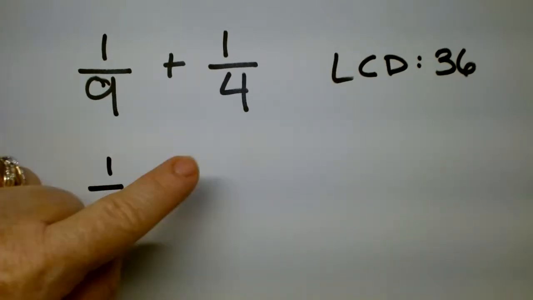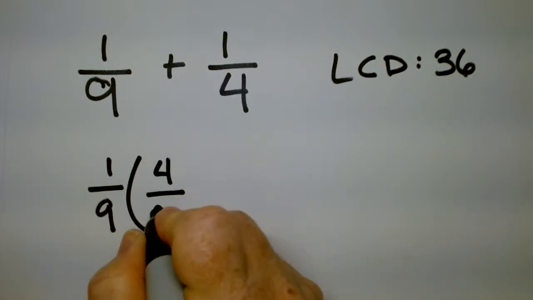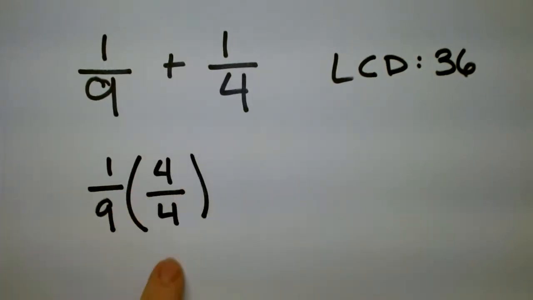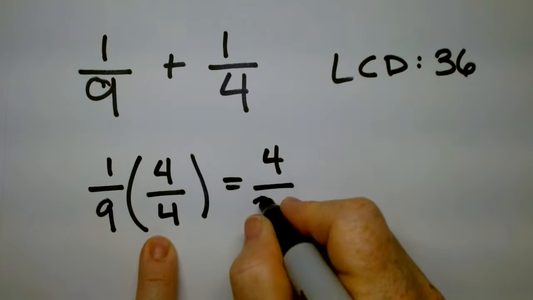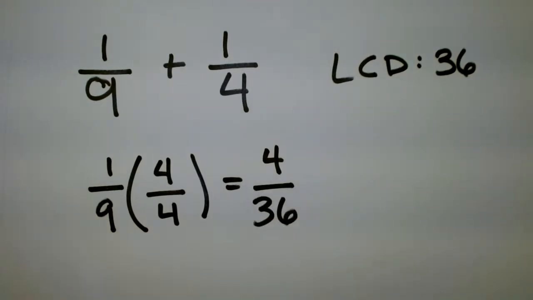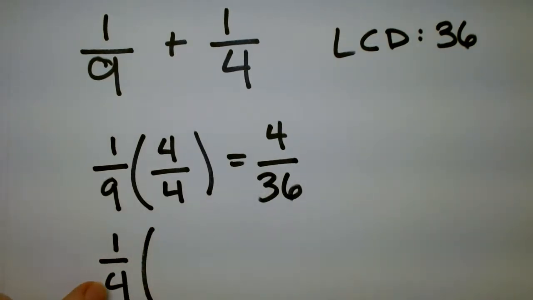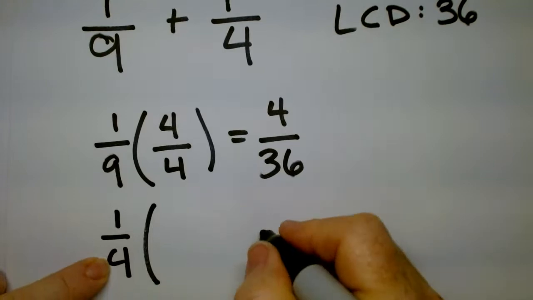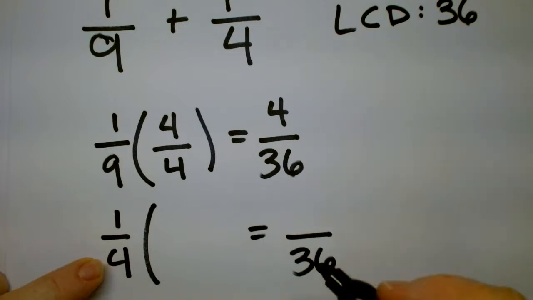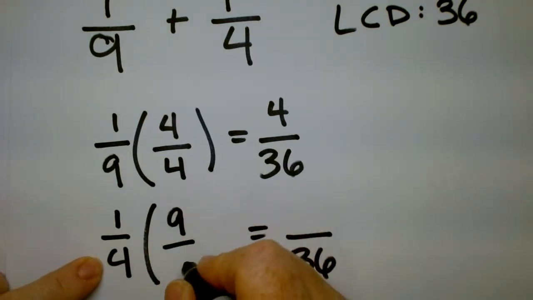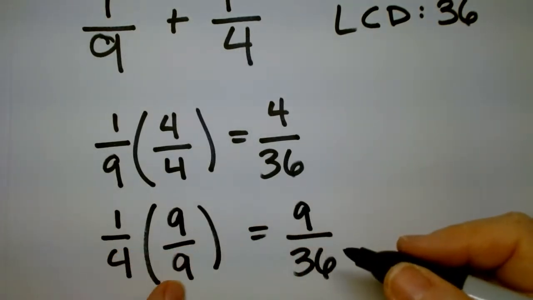How do we get 1/9 to be 36? Okay, I'm gonna multiply it by 4 over 4. Remember, this is 1, 4 over 4 is 1. 1 times 4 is a 4. 9 times 4 is a 36. Okay, let's do the same for the 1/4. 1/4, and then what do I need to multiply 4 by to get 36? Because I want something over 36. Okay, because I want them both to match so I can add them. Okay, so 9. Yes, 9 over 9. Good. 9 times 1 is 9. And 4 times 9 is 36.